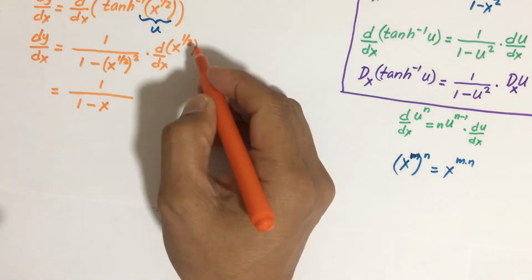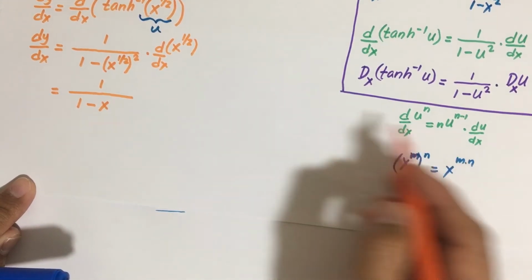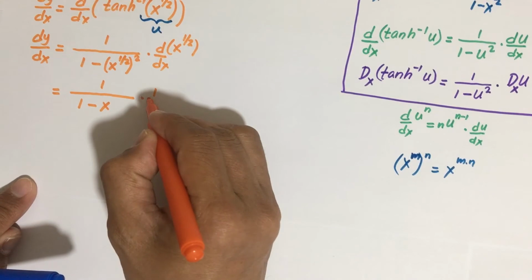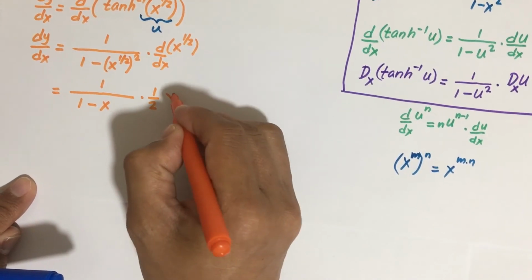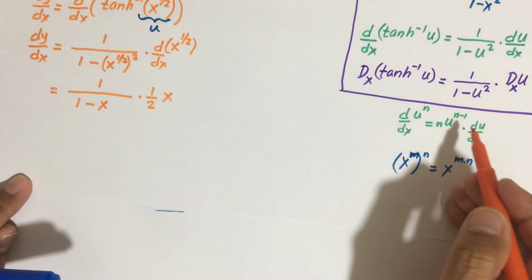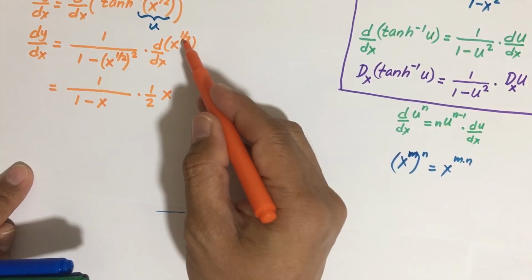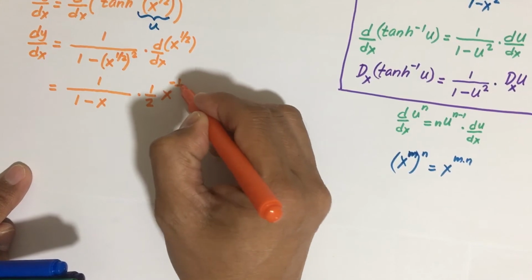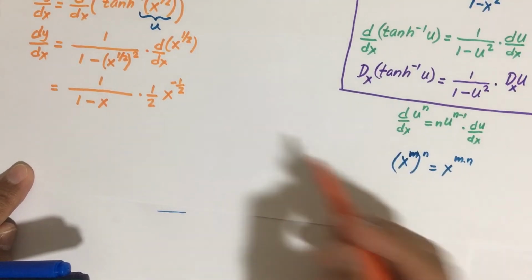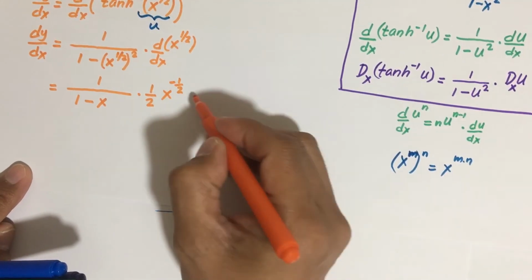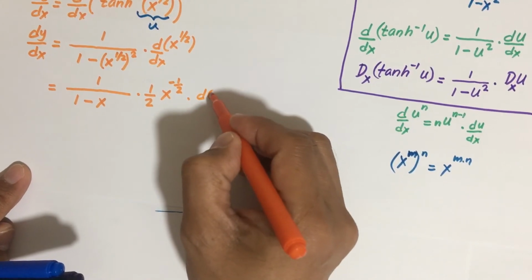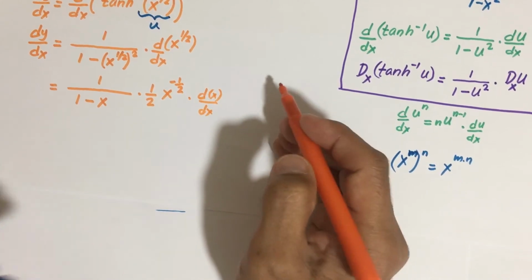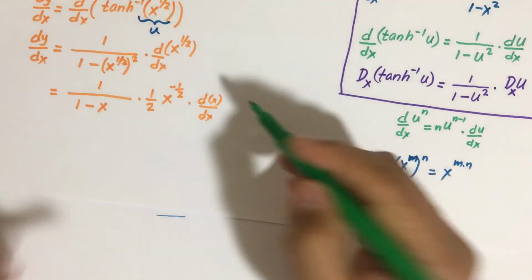Okay, so the derivative of this using the power rule: the exponent will go down, so this is 1/2 times x to the power n minus 1, our n is 1/2, so 1/2 minus 1, so this will be negative 1/2. Then our u here is x, so times the derivative of u, where u is x, with respect to x, so dx over dx is equal to 1.